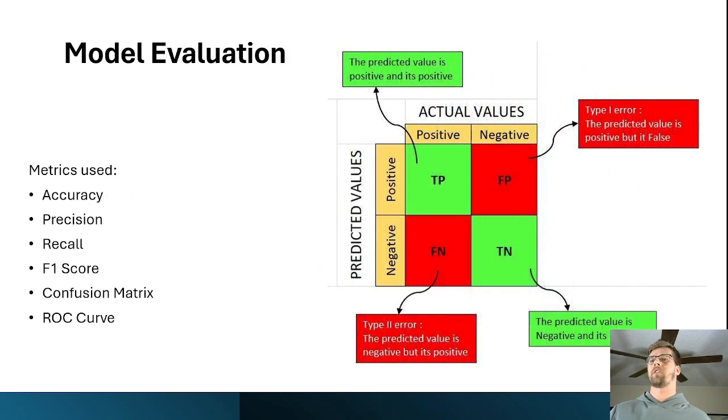After training the machine learning model, we then need to evaluate how well it performs. For classification problems, we commonly use metrics such as precision, recall, F1 score, and confusion matrices. These metrics help us understand how accurately the model predicts each class.